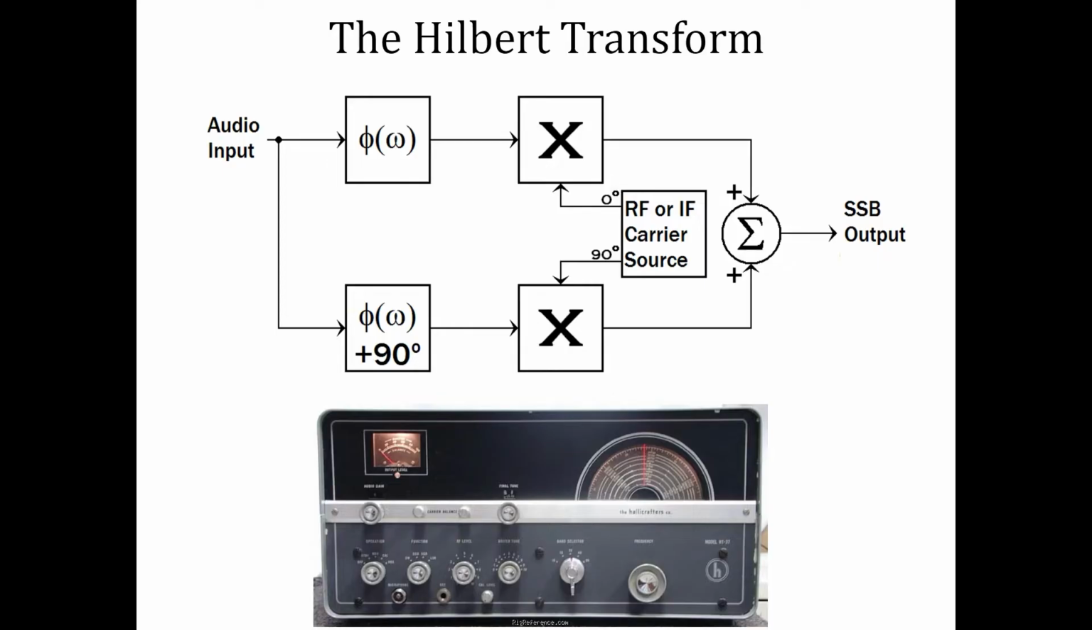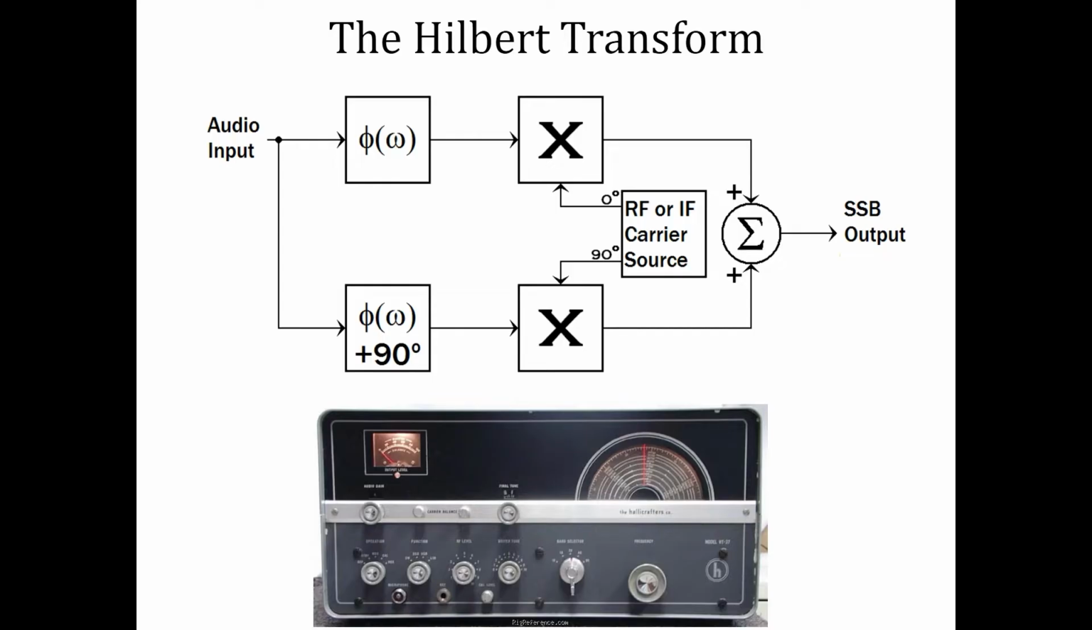The Hilbert transform is related to the phasing method of sideband generation. A Hilbert transform is just an audio phase shift of 90 degrees for all frequencies within its range. Some of the earliest sideband transmitters, like the Hallicrafters HT37, use the phasing method. And some of the most modern DSP rigs use the phasing method too.